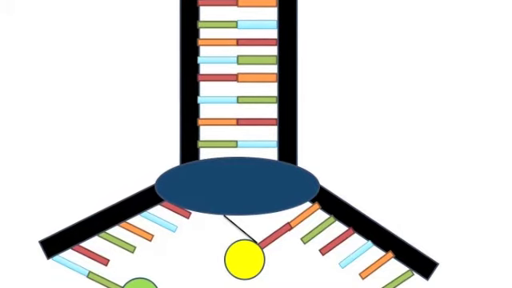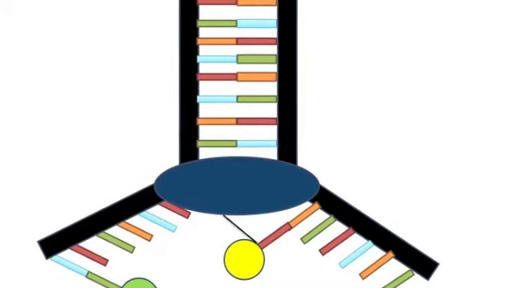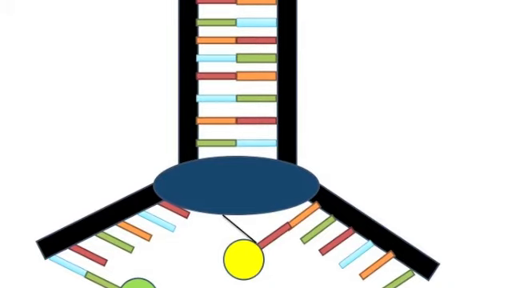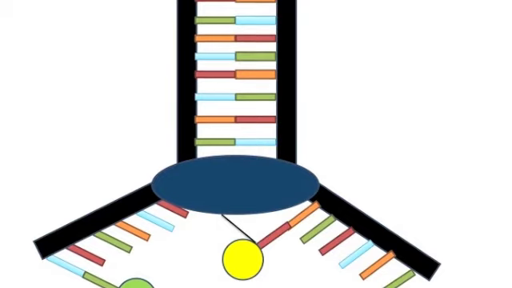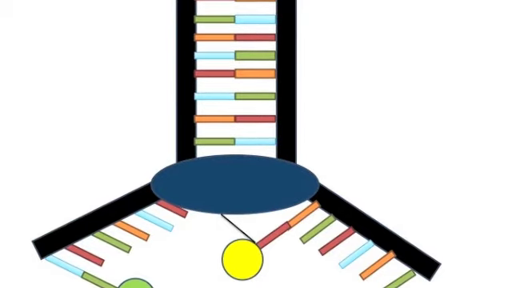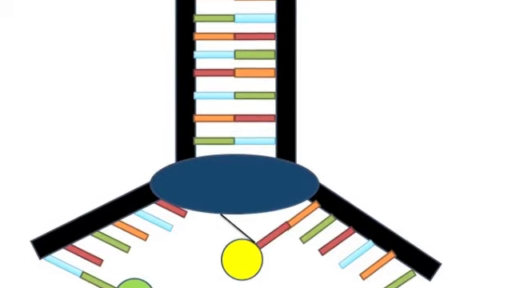The second step to DNA replication is DNA polymerase. DNA polymerases are enzymes that make a new strand of DNA that is complementary to the original. That is what the yellow and green circles represent in the photo.